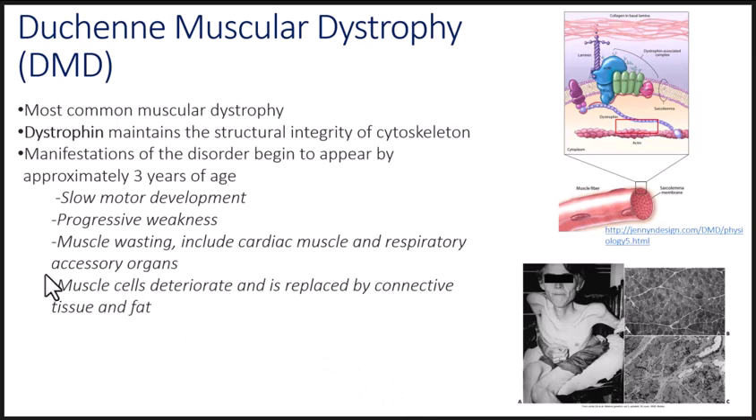Muscle cells over time deteriorate, and they end up being replaced by connective tissue and fat, which are not going to do them any good when it comes to what we really need muscles for. The life expectancy of somebody with Duchenne muscular dystrophy, and this can obviously be different depending on the severity, is usually the mid-20s.